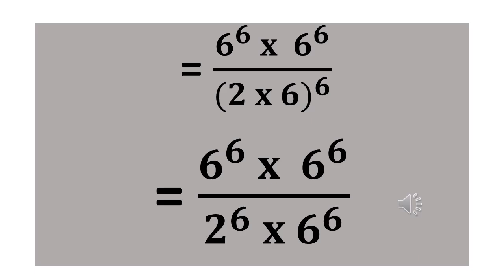The law says if you have a b in bracket raised to power y, then you have a raised to power y times b raised to power y. So if you make use of that law, 2 times 6 in bracket raised to power 6 is equal to 2 raised to power 6 times 6 raised to power 6. So we now have 6 raised to power 6 times 6 raised to power 6 all over 2 raised to power 6 times 6 raised to power 6.